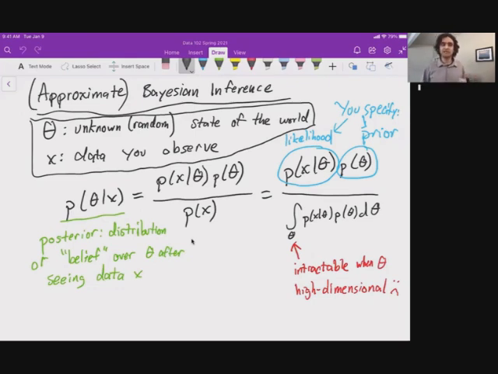In the example with COVID prediction, we were really interested in the secondary attack rate. What is the probability of somebody infecting somebody else with COVID? And that's something we don't know. We observe the counts, and we want to reason about this hidden variable. So it's really important to think about what is your unknown state of the world and what is the data you observe. And then we talked about wanting this thing called the posterior, which is our distribution, or the word we use is belief, about theta after observing the data.